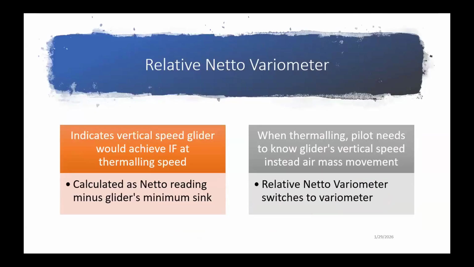The next one, the first time I saw this was on a Cambridge 302. And I think the netto was also on the Cambridge 302, but once I found out that there was such a thing as a relative netto. So this indicates the vertical speed of the glider if we slowed to thermaling speed. In other words, we're going to be looking at the thermaling speed circling polar for the glider. So basically, it's the netto reading minus the glider's minimum sink. And when you're thermaling, you get down to that speed, and it's just giving you a quality indication.